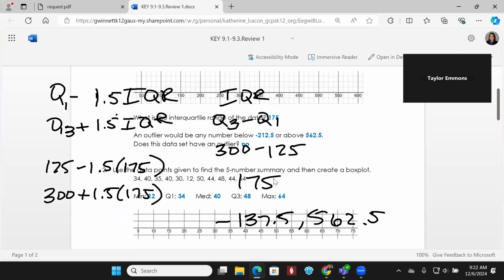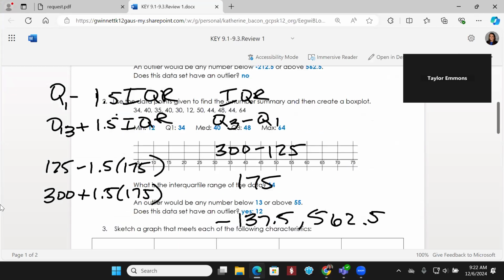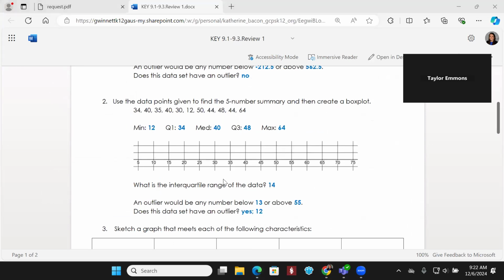All right, on the next one. Use the data to give the 5 number summary. Make sure that you create your box plot. Remember, the box plot is our min is 12. So we're gonna put a dot here. Q1 is 34. Line here. Median is 40. Line here. 48. Line here. 64. Dot here. Connect your stuff. Ta-da! Box and whisker. Okay, or box plot.